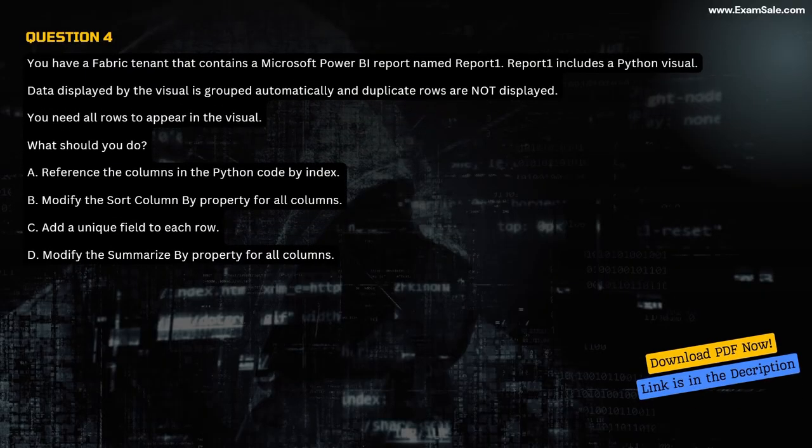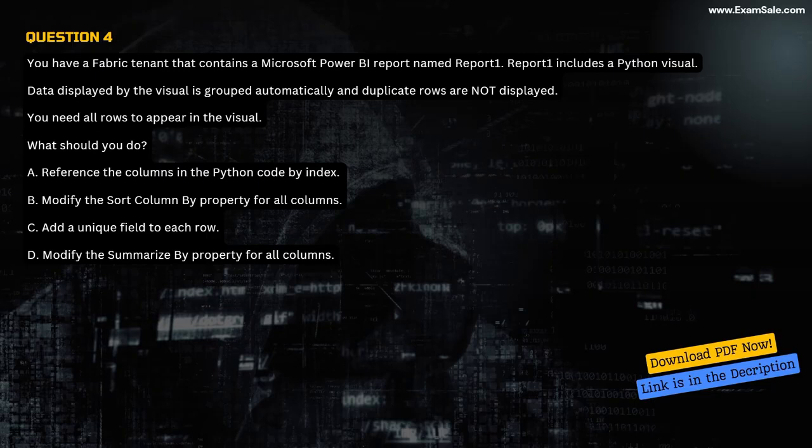Question 4. You have a Fabric tenant that contains a Microsoft Power BI report named Report1. Report1 includes a Python visual. Data displayed by the visual is grouped automatically and duplicate rows are not displayed. You need all rows to appear in the visual. What should you do?